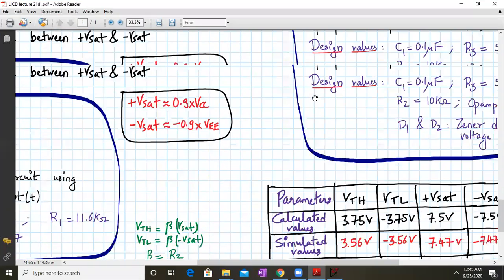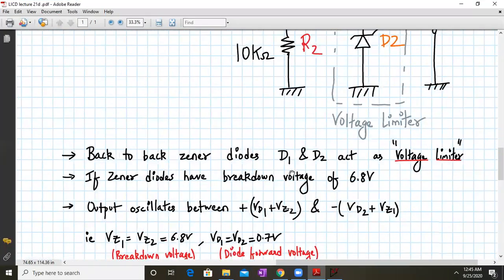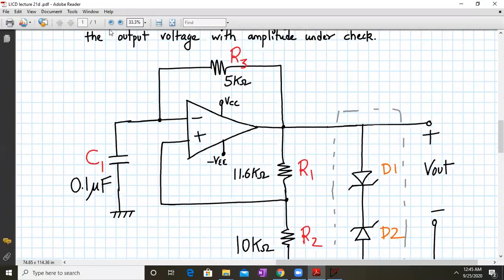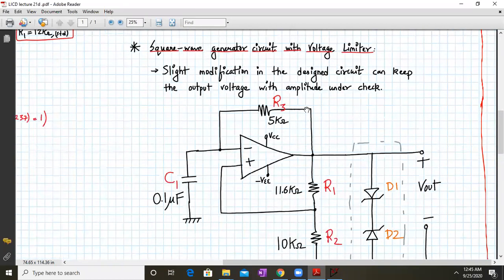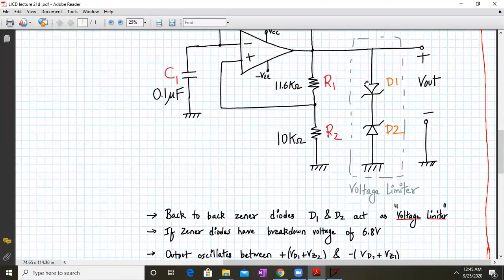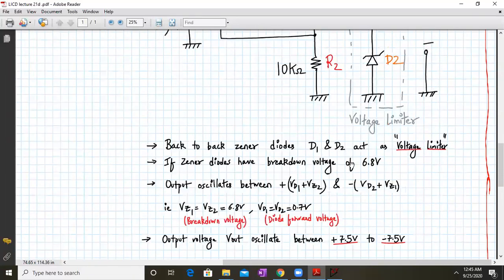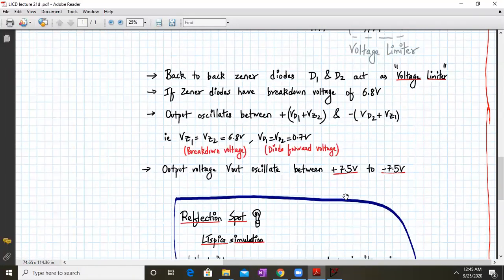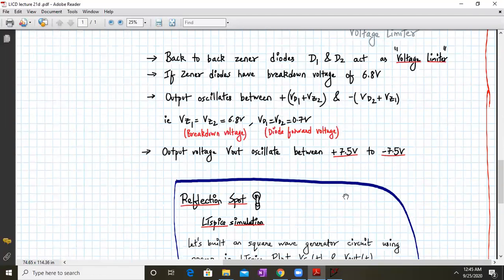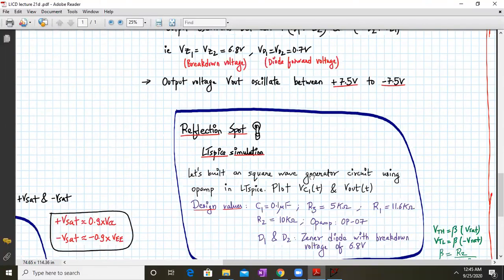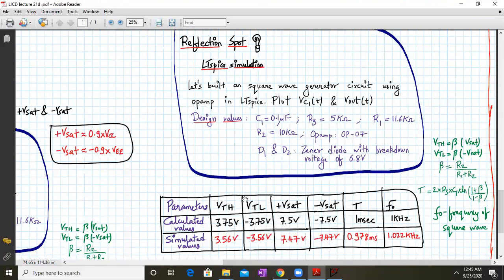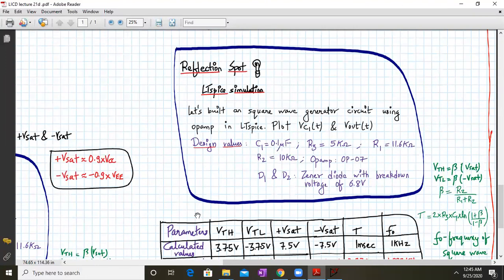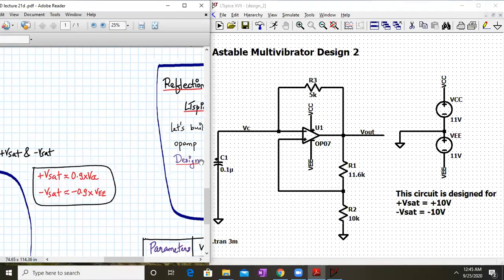And for the next half, we'll consider the same design, but we'll put a limiter circuit with a Zener breakdown of 6.8. We have already seen this last time. So here the output should oscillate between plus 7.5 and minus 7.5, and you will get new values of VTH and VTL basically. Your beta value will also change a little bit. So let us check it out now.